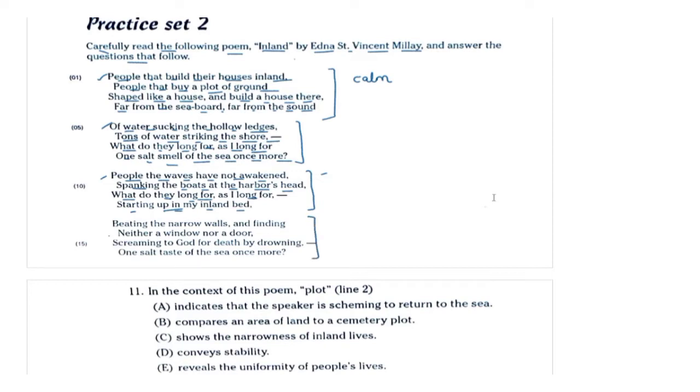Now the last stanza: beating the narrow walls and finding neither a window nor a door, screaming to God for death by drowning. One salt taste of the sea once more. So once again, this poet is screaming to God for death by drowning, and wants to taste the saltiness of the sea once more, the last time. He is begging, he is requesting. So let's see the questions that follow.